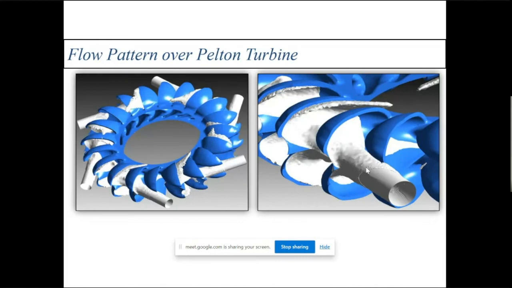ANSYS is the name of the company, and in that platform there are a number of software for simulation, a number of software for meshing, a number of software for modeling. So it depends on which company is taking over which kind of software.